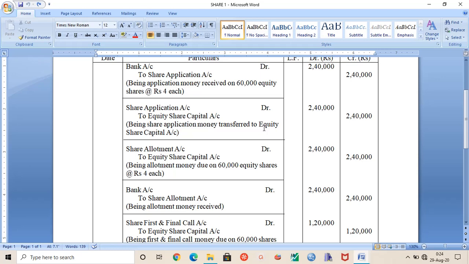Hello students, in this video we will see the solution of question number 1. Okay, so here we are. CCT Limited with a nominal capital of 1 lakh equity shares of rupees 10 each.